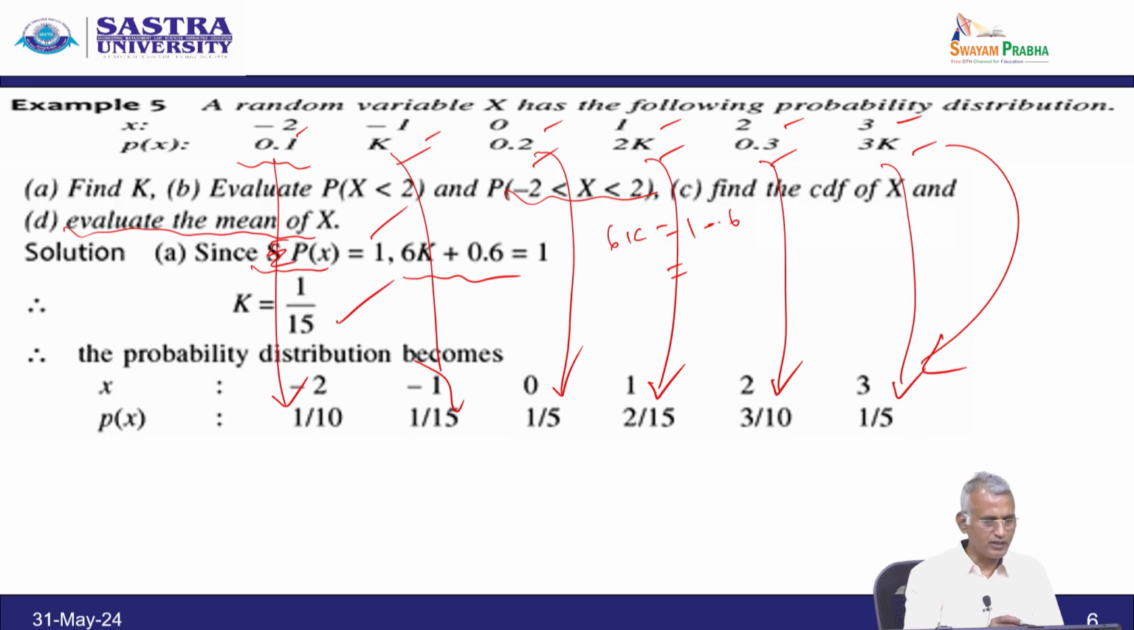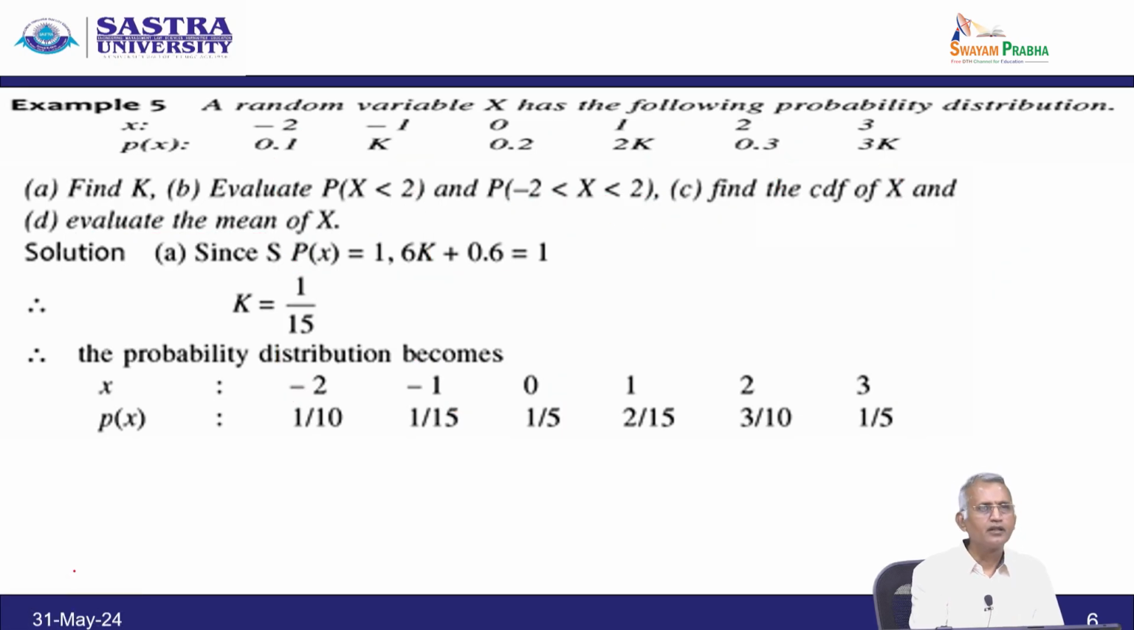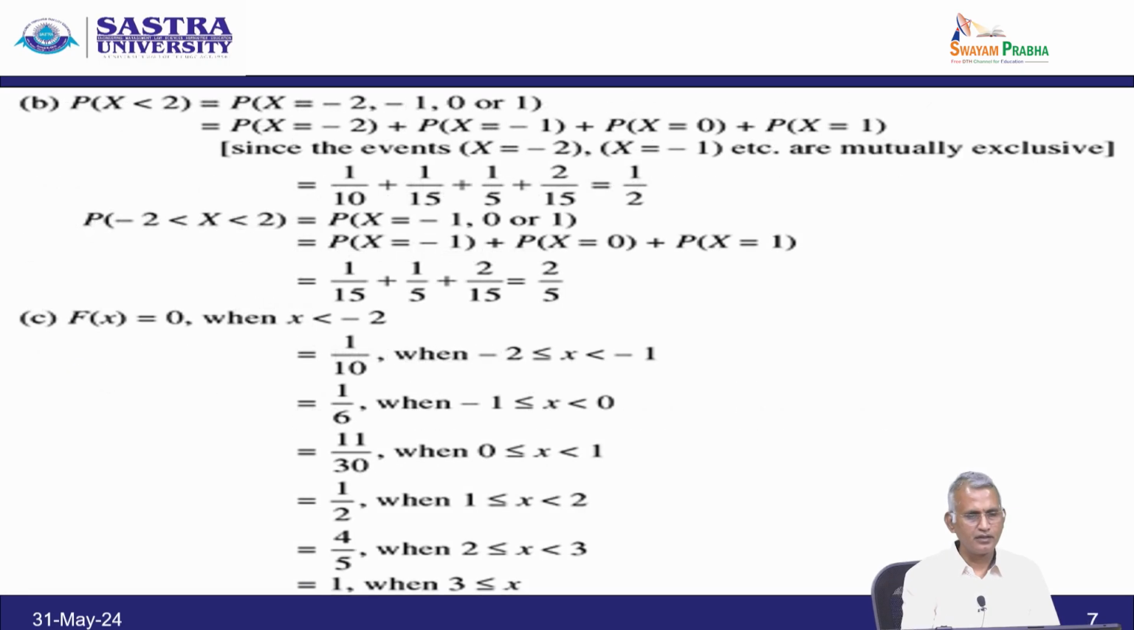Now, we have to evaluate P of x less than 2 for the second question, and find the interval between -2 and 2. Once you know k equals 1 by 15 and the probability distribution function, we can easily do the second question. So, P of x less than 2 means probability of x equal to -2, -1, 0 or 1, these are all less than 2. So, it means probability of x equal to -2, plus probability of x equal to -1, plus probability of x equal to 0, plus probability of x equal to 1.